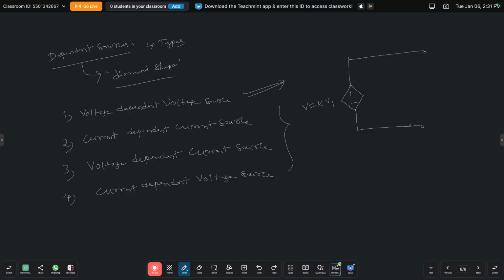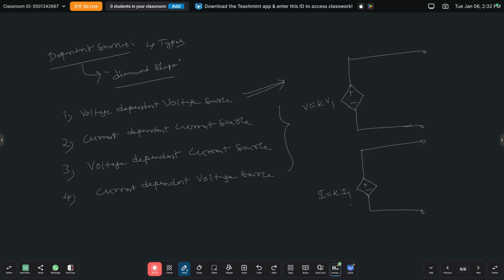The second one is the current dependent current source. How can we represent it? Here also it is the same, with a small change. This is the diamond shape again, and these are the end terminals, positive and negative. It is a current dependent current source, which can be written as I is equal to K into I1. This is the symbol of the current dependent current source.